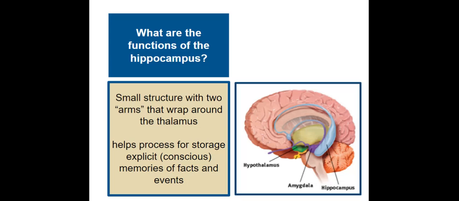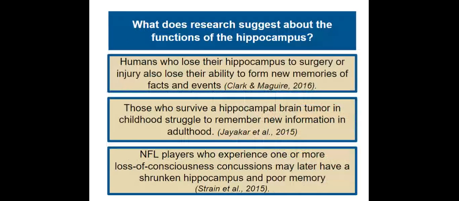Okay, it helps process effortful or conscious memories, as well as facts and events. And the case study of HM shows us this. People that have issues with their hippocampus due to surgery or whatever, they lose their ability to form new memories. They can keep all of their old memories in most cases, but they lose the ability to store new. So the hippocampus is crucial in the creation of new memories.